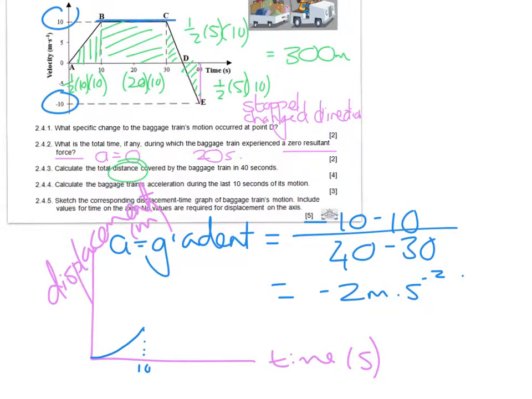Then I have got constant velocity on a displacement time graph. That is a straight line. 30 seconds. Then I need to slow down for another 5 seconds. And then I need to speed up again in the opposite direction. In other words, I need to come back on myself in terms of displacement, and that is 40 seconds. The values for displacement were not required on the axis.